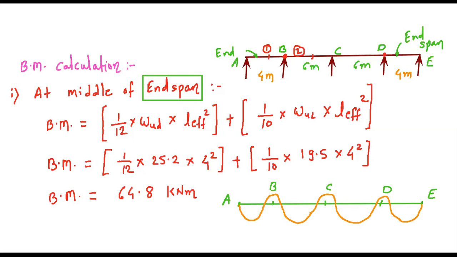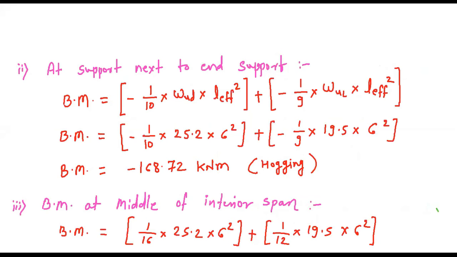Now, if I tell you the values, at the middle of end span, what is the value? 64.8. So here, this is the point, and here the value is 64.8. Here also the same value, 64.8. Next value is here: at the support next to end support, it is minus 168.72.